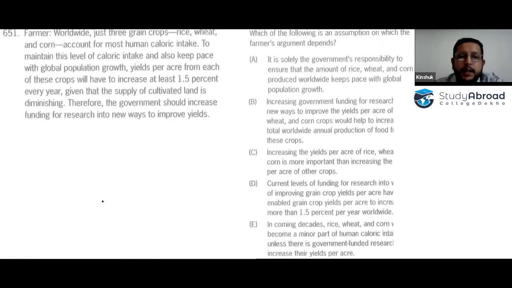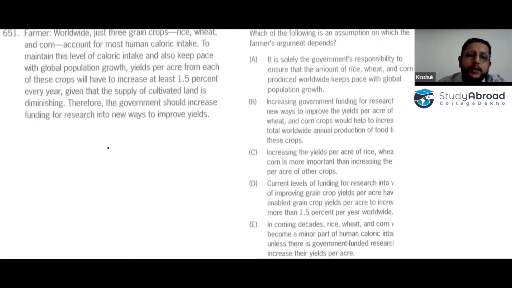All right. So let us understand what the argument was going for. So the argument says, farmer says, worldwide just three grain crops. There are just three grain crops. What are those? Wheat, rice, and corn. They account for most human caloric intake. Okay. Then it says to maintain this level of caloric intake and also keep pace with the global population growth, yields per acre from each of these crops will have to increase at least 1.5% every year, given that the supply of cultivated land is diminishing.